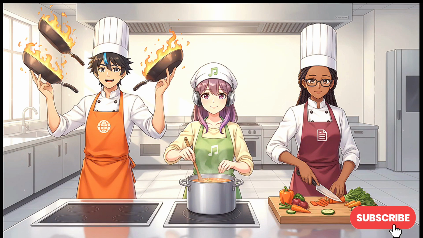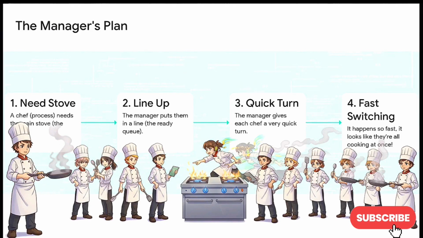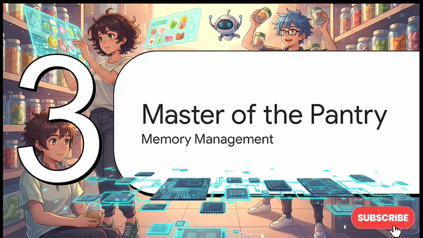So think of it this way. Your web browser is one chef, your music player is another chef, and that document you have open is a third chef. They're all in the kitchen, and they all want to cook at the same time. So how does the OS handle this? It's pretty genius, actually. It doesn't let one chef hog the main stove, which is the computer's brain, the CPU. Instead, it acts like a super fast scheduler. It gives each chef a tiny, tiny slice of time on the stove, and it switches between them thousands of times a second. It happens so fast that to us, it looks like everything's happening at once. It's an incredible illusion.